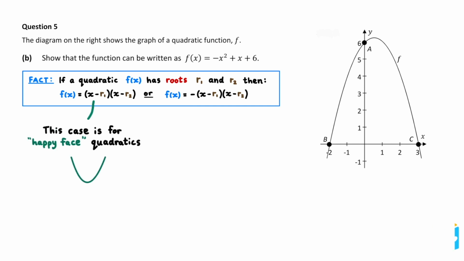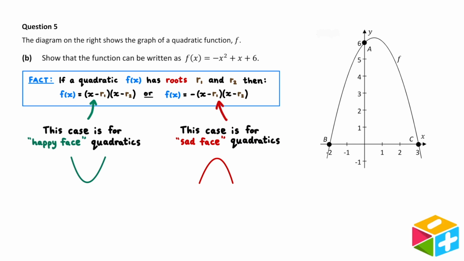The first case is for happy face quadratics, where the function shoots upwards in both directions. The second case is for sad face quadratics, which goes downwards in both directions. Since our function resembles a sad face, we will use the second option. f of x is equal to minus x minus r1 times x minus r2.